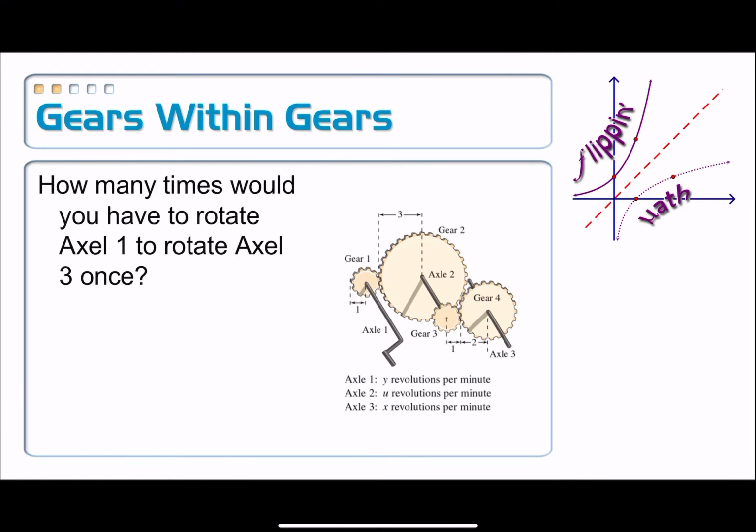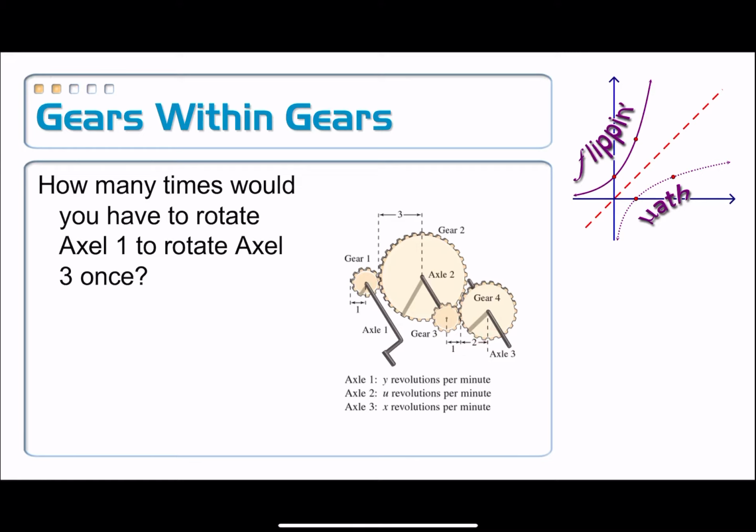Okay, so here's the question. How many times would you have to rotate axle 1 over here to get axle 3 to rotate just 1 time? Okay, this is an example of a composition of functions because the output of gear 2 becomes the input of this gear 3, which is driving gear 4. So we said that it's going to take 3 spins of gear 1 just to get gear 2 to spin around once. Okay, but it's going to take gear 3 2 spins to get gear 4 to spin around once.